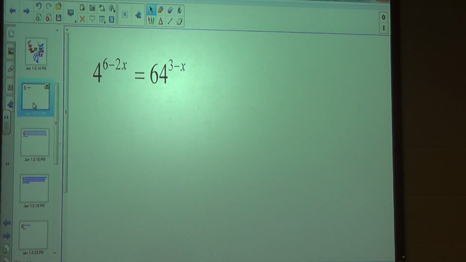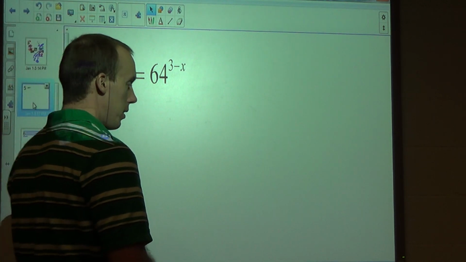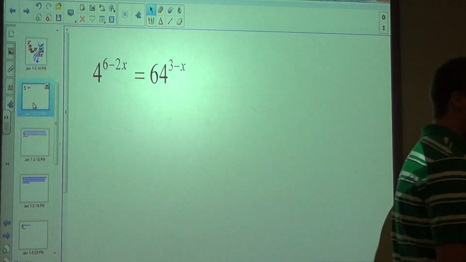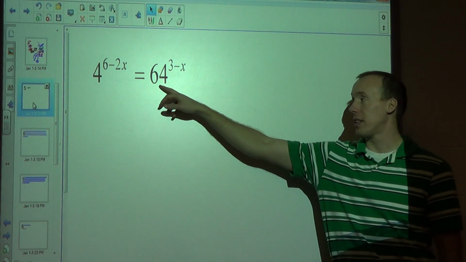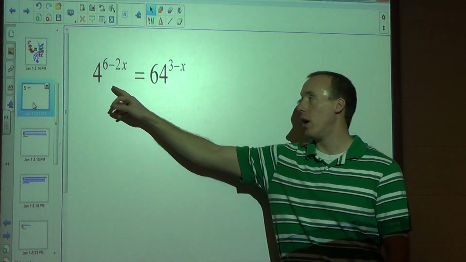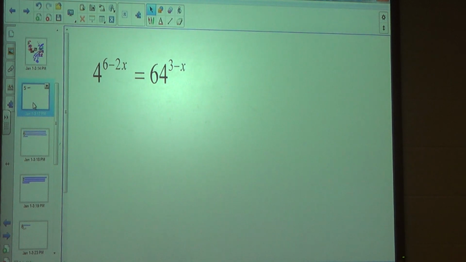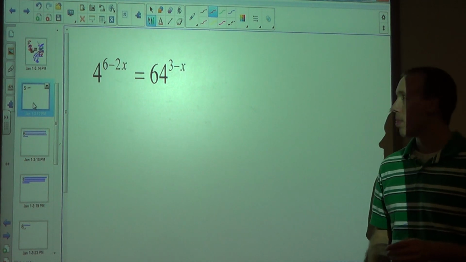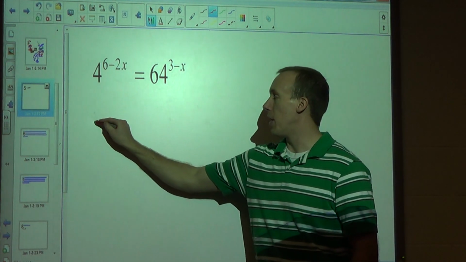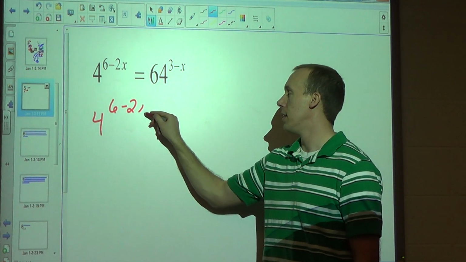I'll let you guys try that right now quick. So think about 4 and 64. Is 4 a base of 64? Yep. It is, isn't it? So you could turn this to a base of 4, or you can make them both base 2, and you get the same answer at the end. I'll go base 4 up here. That way I don't have to change the left side, it stays.